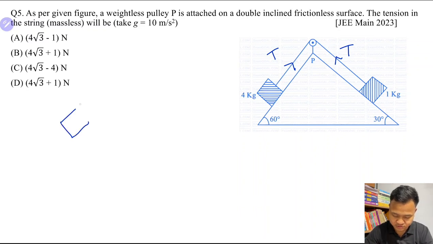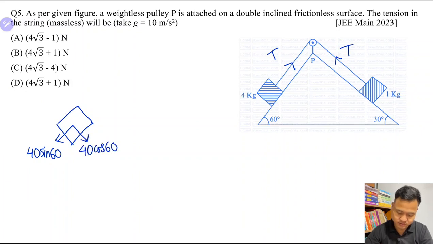I think by now you should be very familiar with the free body diagram for an inclined plane. For the 4 kg block, mg sin 60 is 40 sin 60. Along this side I have 40 cos 60, and along this side I have N. It is a frictionless surface, so there is no friction. On the right side I have tension.